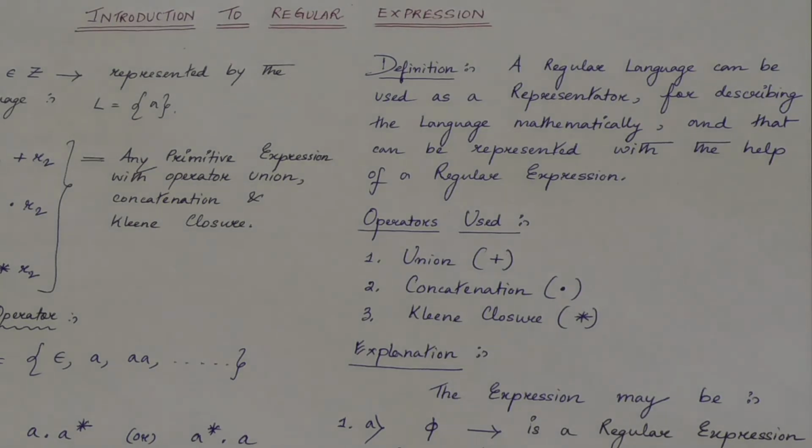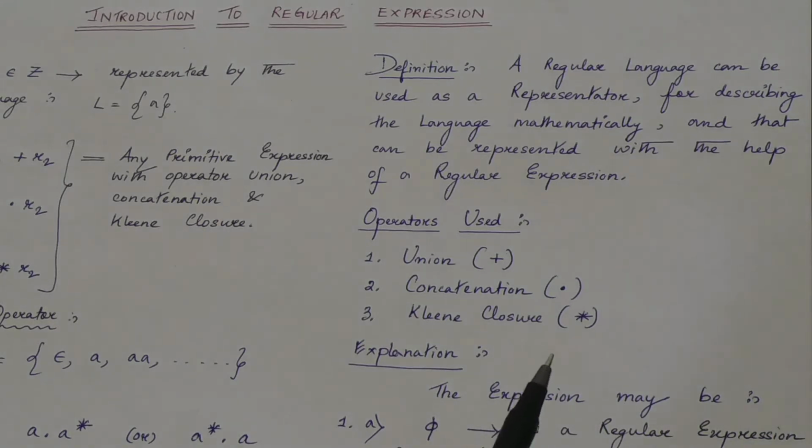Basically, three operators will be used. One is union, represented by plus. The second is concatenation, represented by dot, and the third is Kleene closure, represented by asterisk. Based on these three operators, we'll be working with the regular expression.